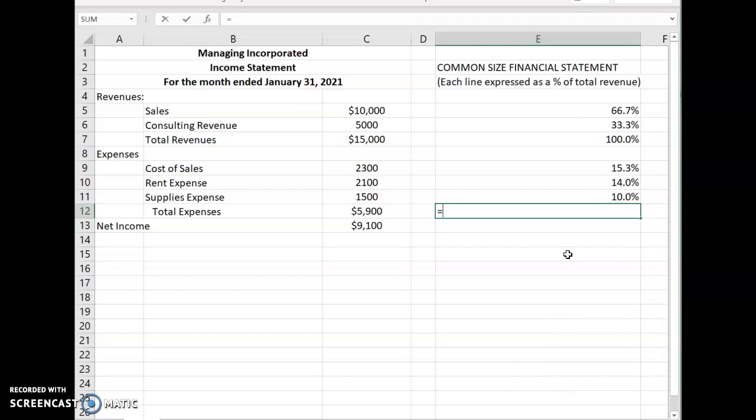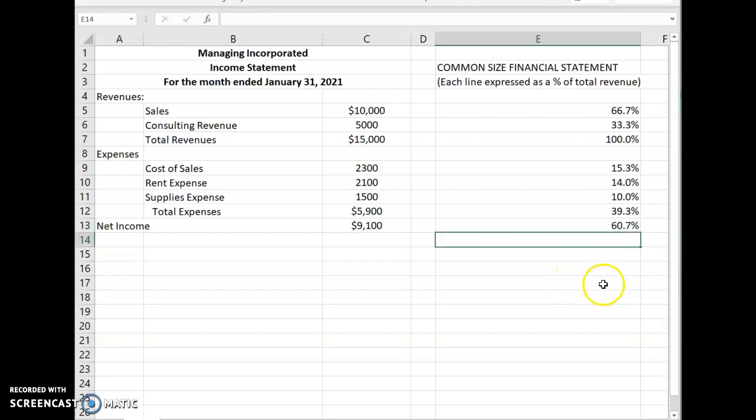We can do the same thing with total expenses. We have 5,900 divided by 15,000, and we get 39.3%. And then for our last one, we have net income. We're going to take that 9,100 divided by 15,000 again. So we get 60.7%.